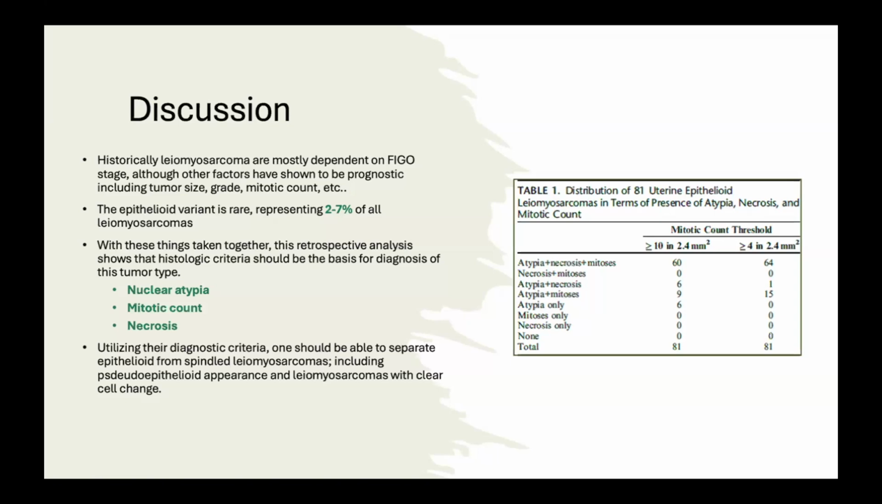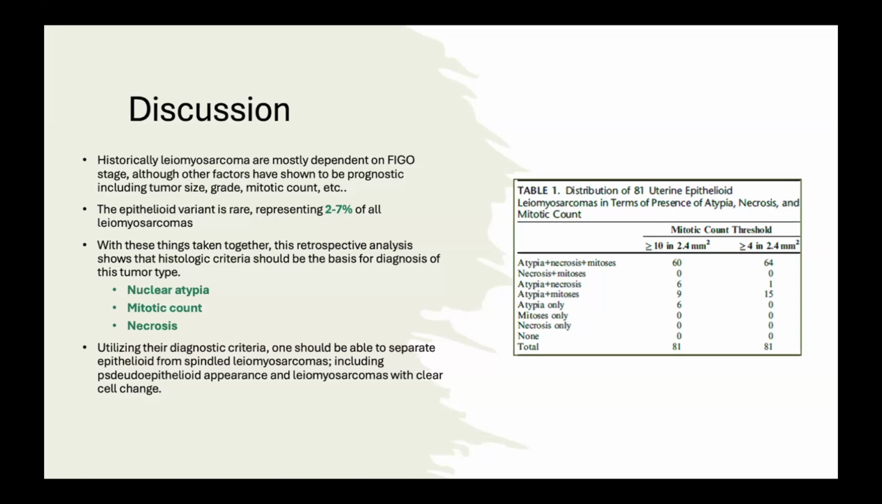And taken together, this retrospective analysis determined a nice histologic criteria that's easy to follow for the average pathologist, I thought. That was basically just keeping track of the nuclear atypia, mitotic count, and necrosis, in addition to the couple other things that we got into earlier. Utilizing this diagnostic criteria, one should be able to separate epithelioid from spindle leiomyosarcomas, including that pseudoepithelioid appearance that I showed in that figure, and importantly, other leiomyosarcomas with clear cell change.